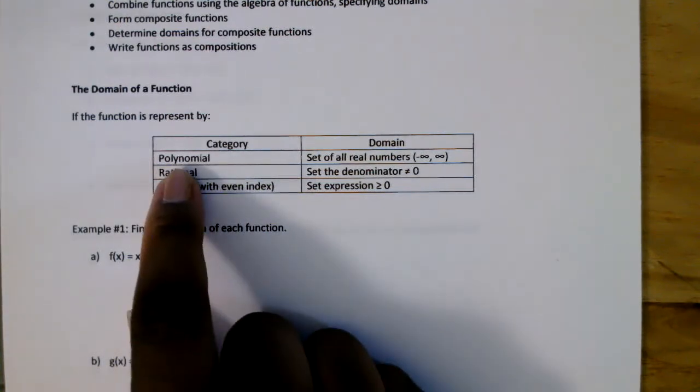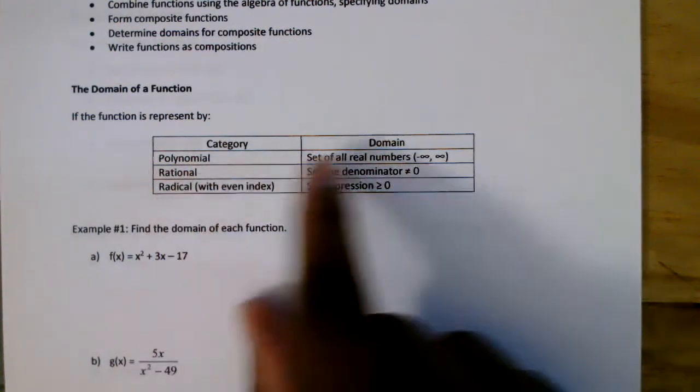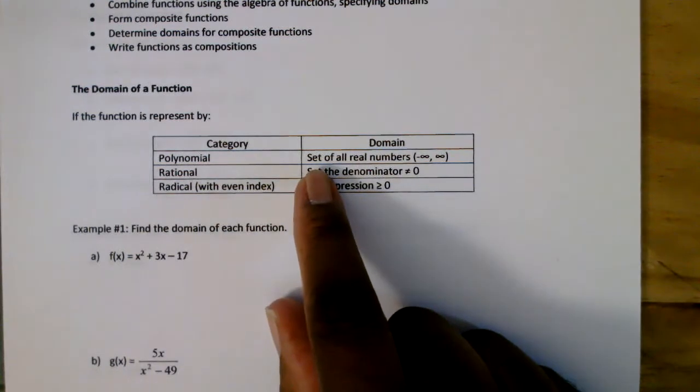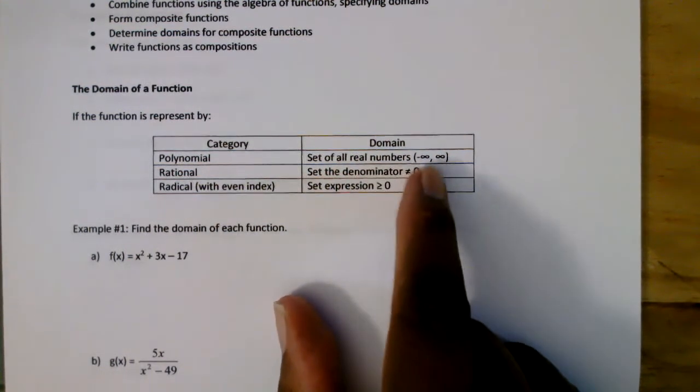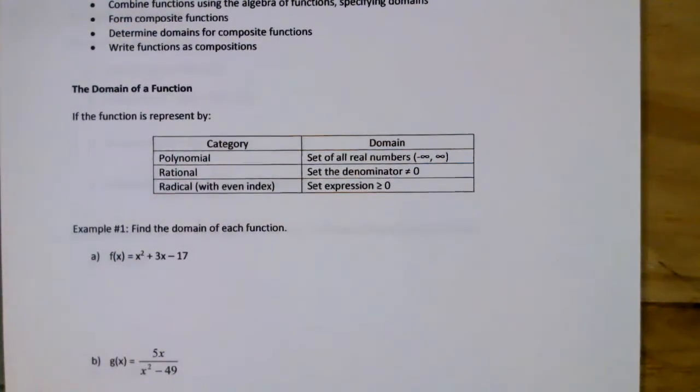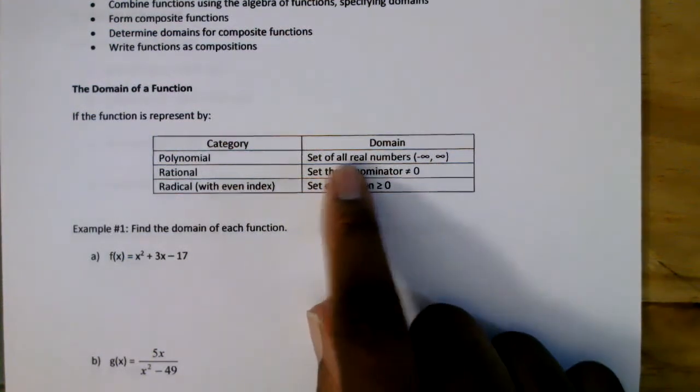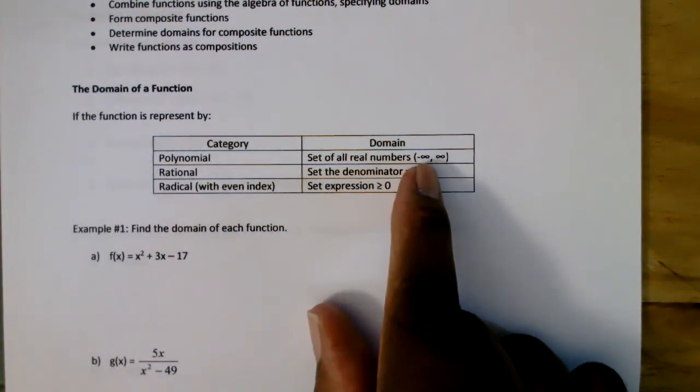Now, for a polynomial function, its domain will be the set of all real numbers, or from negative infinity to infinity. The reason for that is in a polynomial function, any x value that you assign to it, you will always get an f of x value for it. So polynomial functions will satisfy all real numbers.